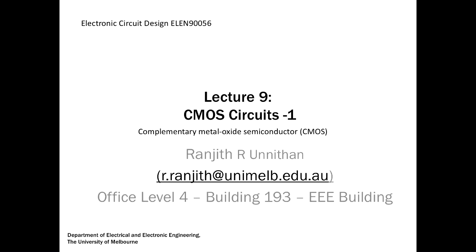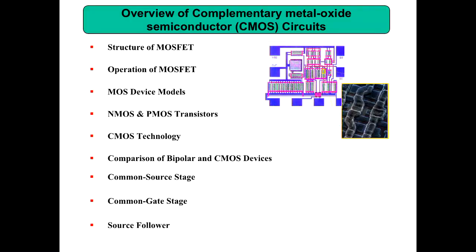Today we will start a new section, that is CMOS circuits, complementary metal oxide semiconductor. So that is CMOS. So, an overview of complementary metal oxide semiconductor circuits. We will study the structure of MOSFET, operation of MOSFET, MOS device models, NMOS and PMOS transistors, CMOS technology, comparison of bipolar and CMOS devices, common source stage, common gate stage, and source follower. This is pretty much identical to BJT.